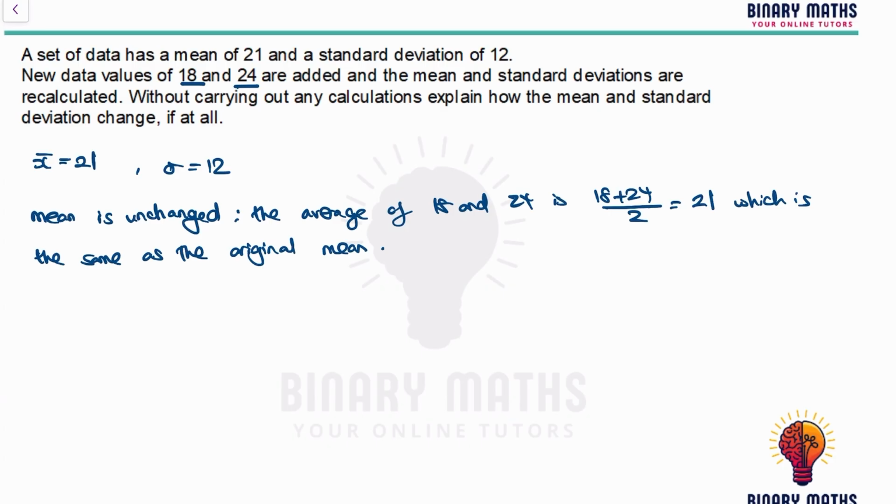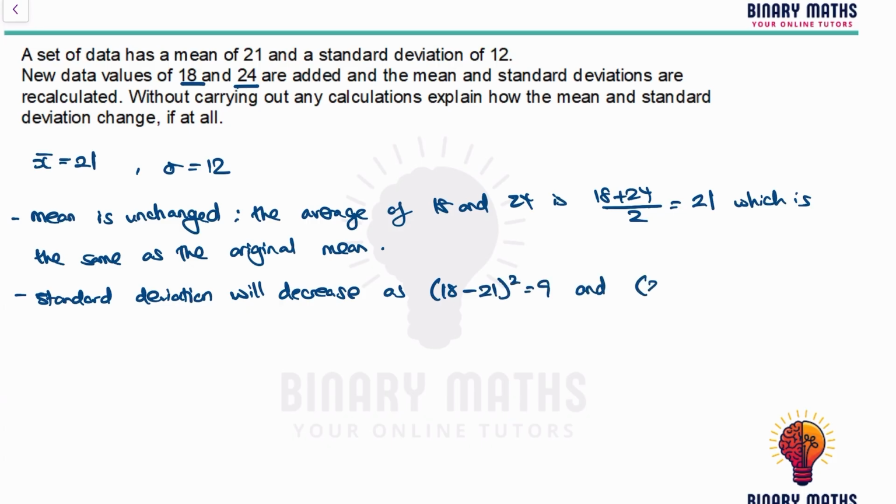Now the standard deviation will decrease. And what is the reason behind that? If we work out the deviation from the mean, then we get 18 minus 21 squared, which is 3 squared, which is 9. And we get 24 minus 21 squared, which is again 3 squared, which is 9, which is less than the original standard deviation of 12.